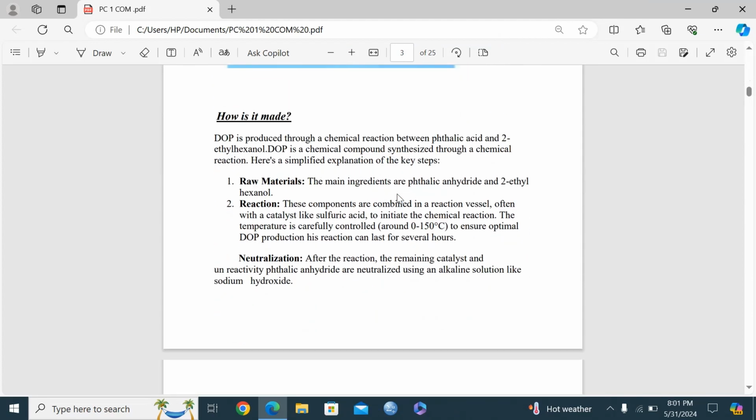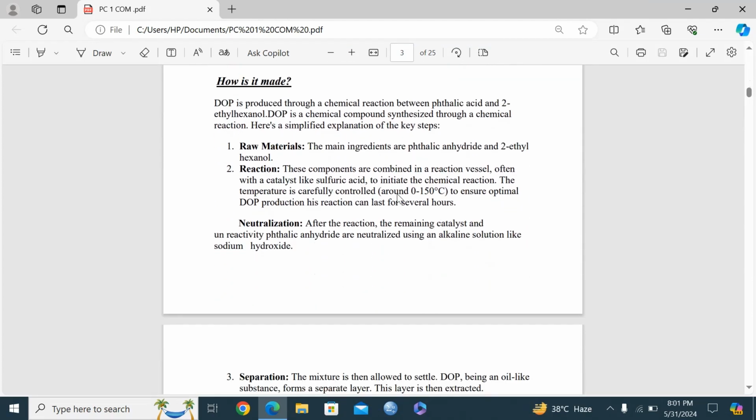How is it made? DOP is produced through a chemical reaction between phthalic acid and 2-ethyl hexanol. DOP is a chemical compound synthesized through a chemical reaction. Here, simplified. Raw material and reaction. The main ingredients are phthalic anhydride and 2-ethyl hexanol. These components are combined in a reaction, often with a catalyst like sulfuric acid to initiate the chemical reaction.